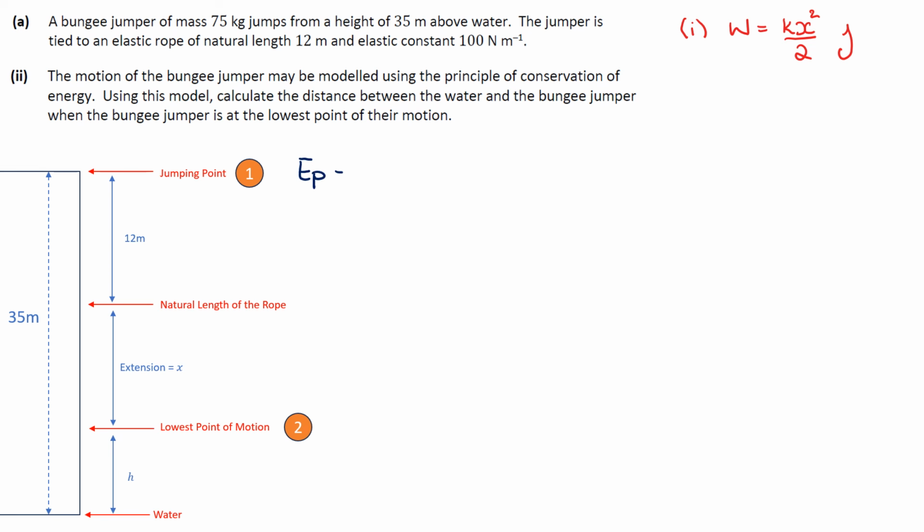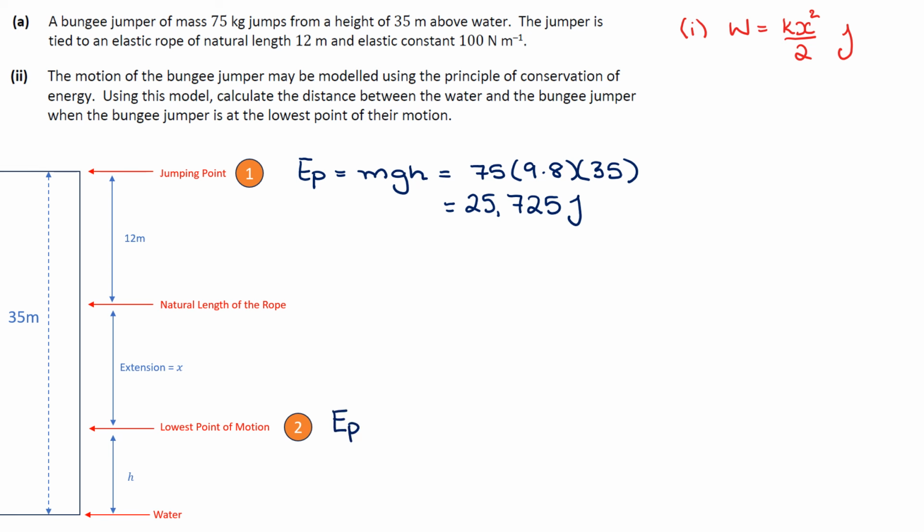So the potential energy here is going to be given by mgh, which is our mass, which is 75, times gravity, which is 9.8, times the height. Now you can in theory do this to the lowest point of motion. It gets a little bit tricky, so let's just go to the water. We're going to take that as our lowest point. We work that out, so put that in the calculator, and we know the total energy at the start is 25,725 joules.